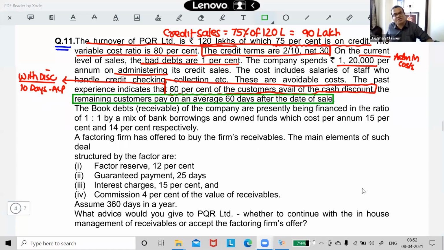30 days you should pay. True that. You read the question, what is happening? Check for yourself. What is happening? The remaining people are straight away paying after 60 days. They say you keep your policy with you.